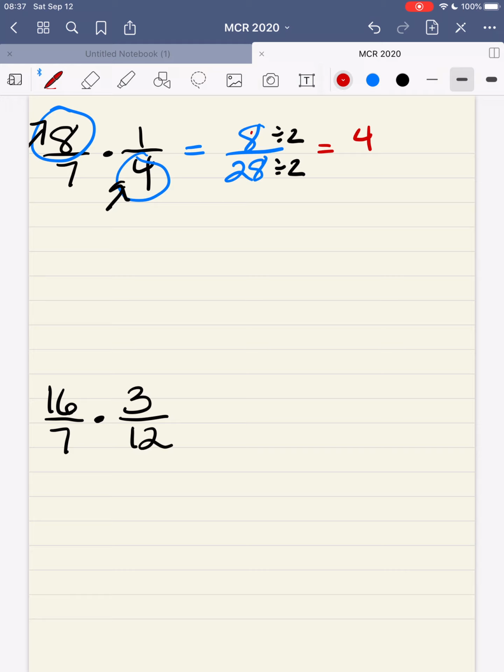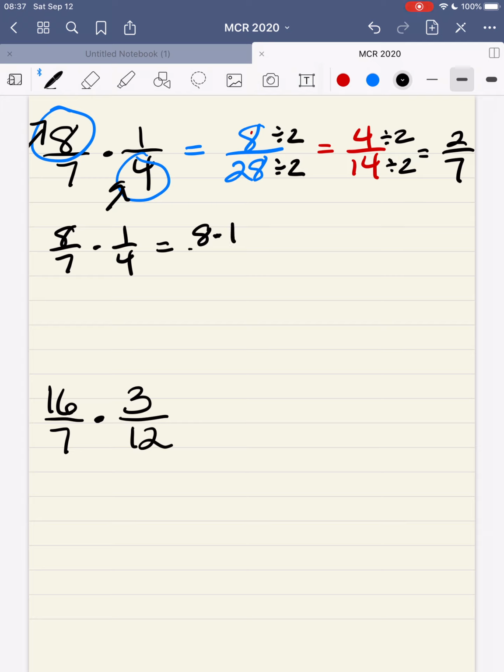So when I divide top and bottom by 2, I end up with 4 and 28 divided by 2 is 14. And again, both of these are even, so I could divide by 2 again and end up with 2 over 7, which would be my final answer. I could also go back to the original problem, and sometimes it's easier to just write it as one fraction. You're totally allowed to do this with multiplication.